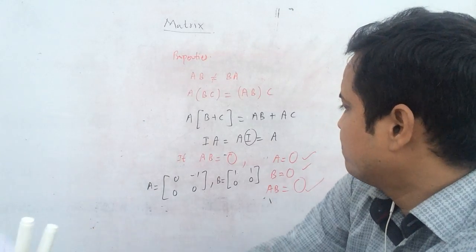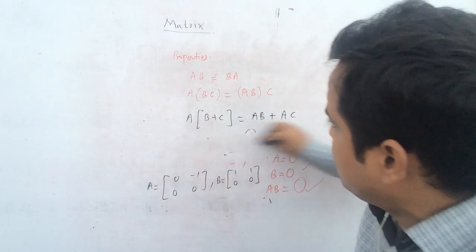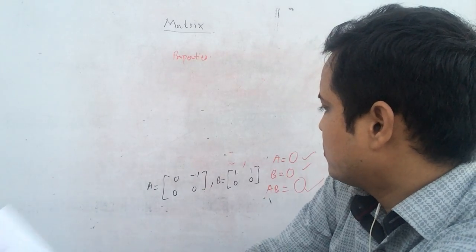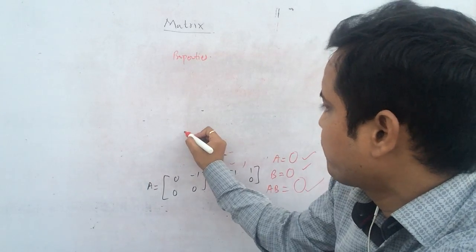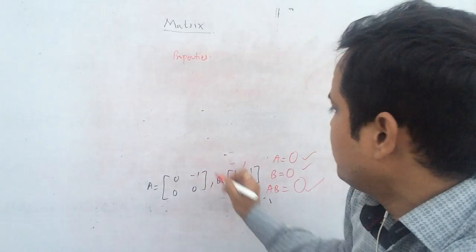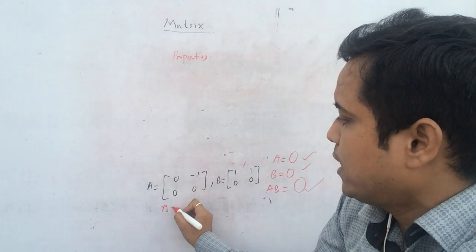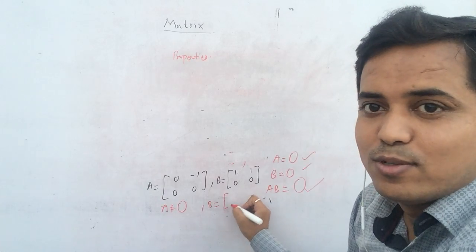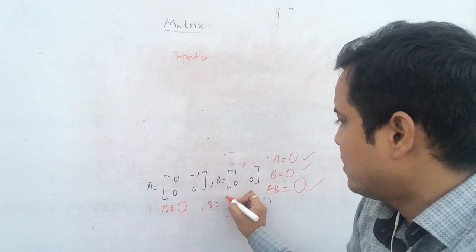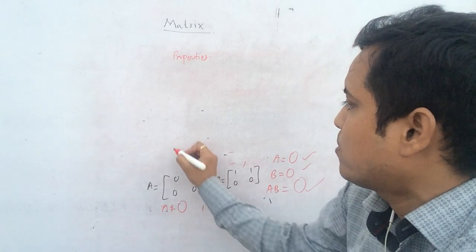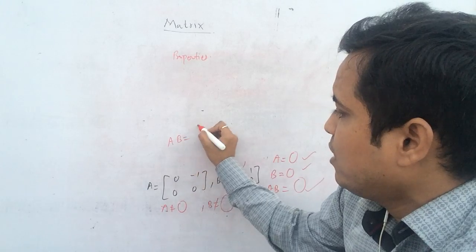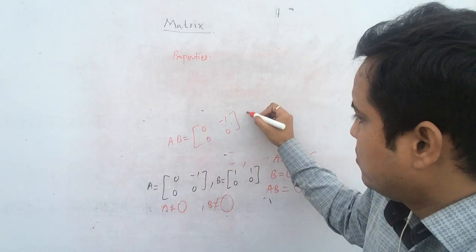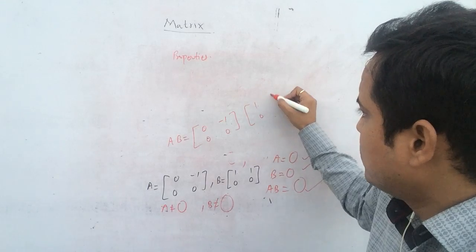I have to remove this, okay. What will be AB, and what will be AB here? So here you see A is not equal to 0 matrix, okay. B is also not equal to 0 matrix, okay. But what about AB? If you want to find AB, 0 0 minus 1 0 and 1 0 1 0.